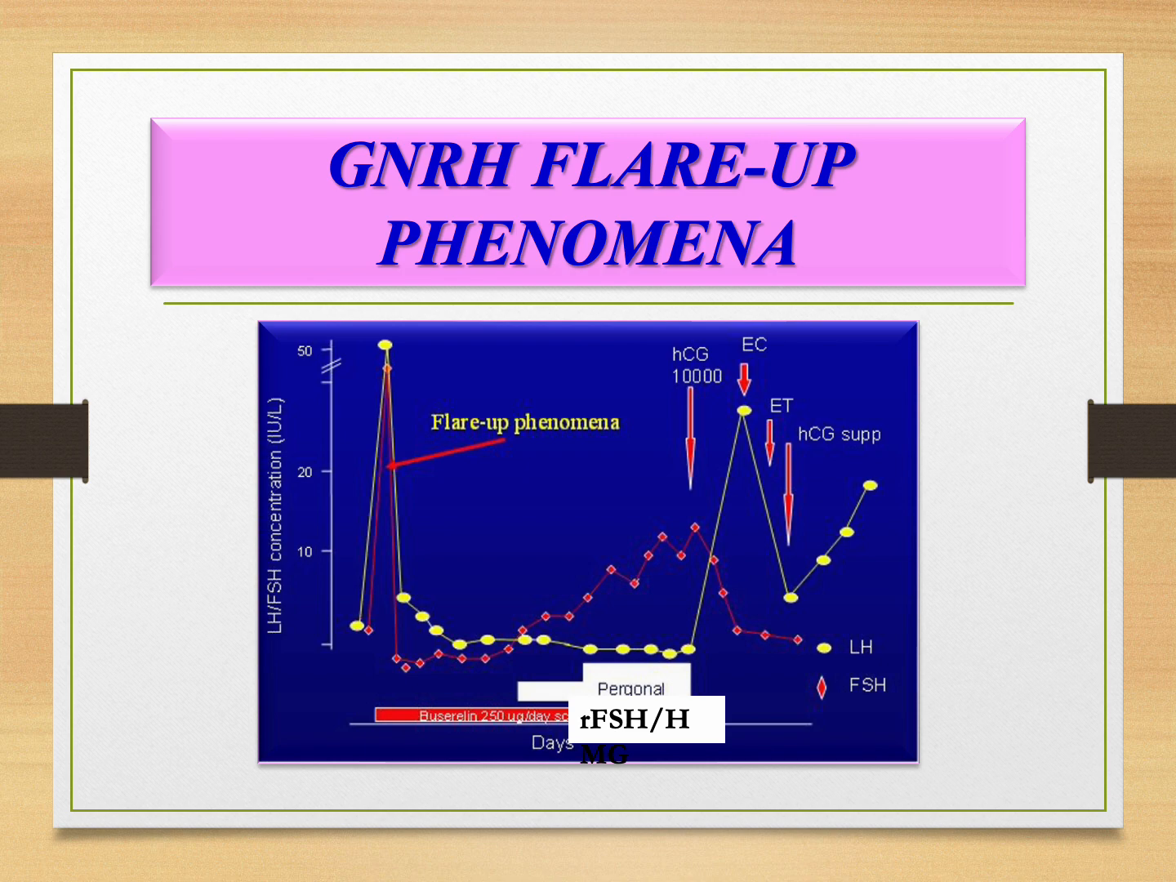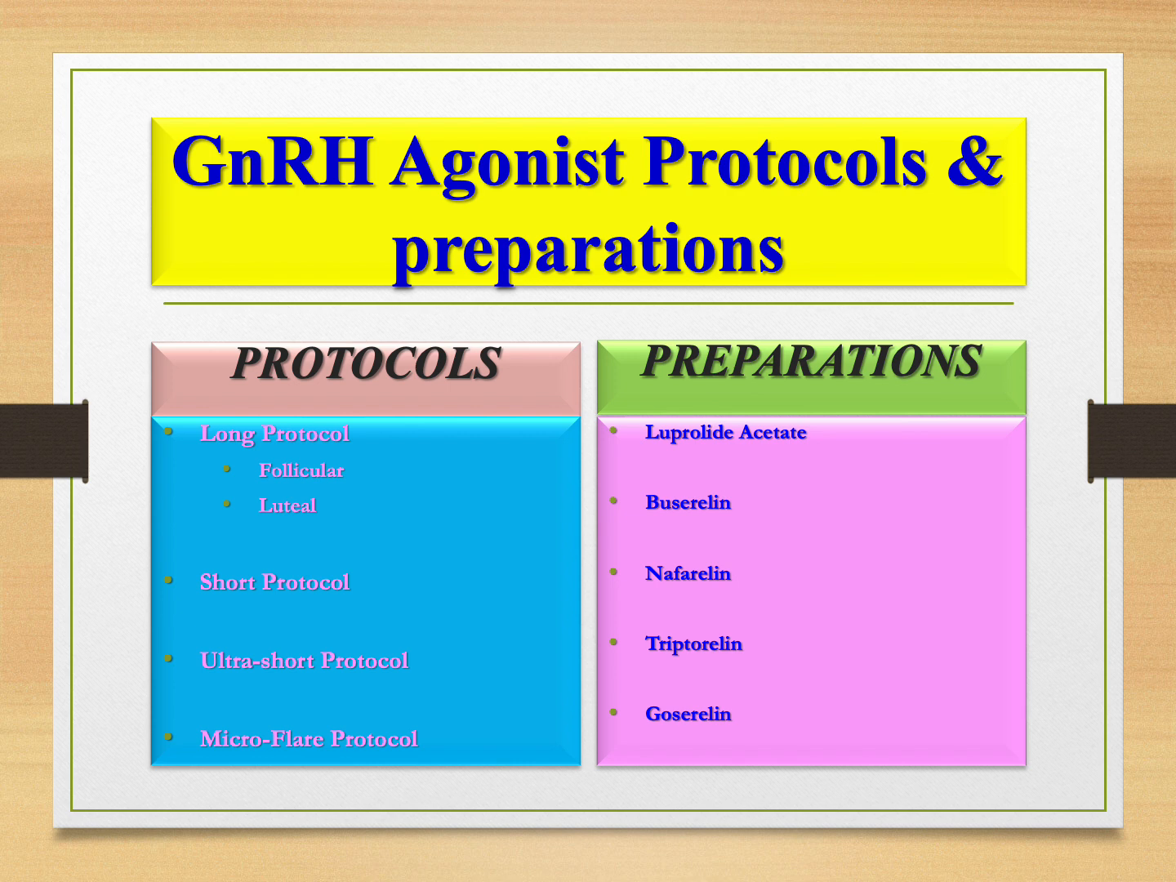Then what are the protocols? It can be the long protocol, which can be follicular or luteal, short, ultra short, and microflare. There are various preparations, but the most commonly used are leuprolide as well as triptorelin. The other preparations are also there: buserelin, nafarelin, and goserelin.